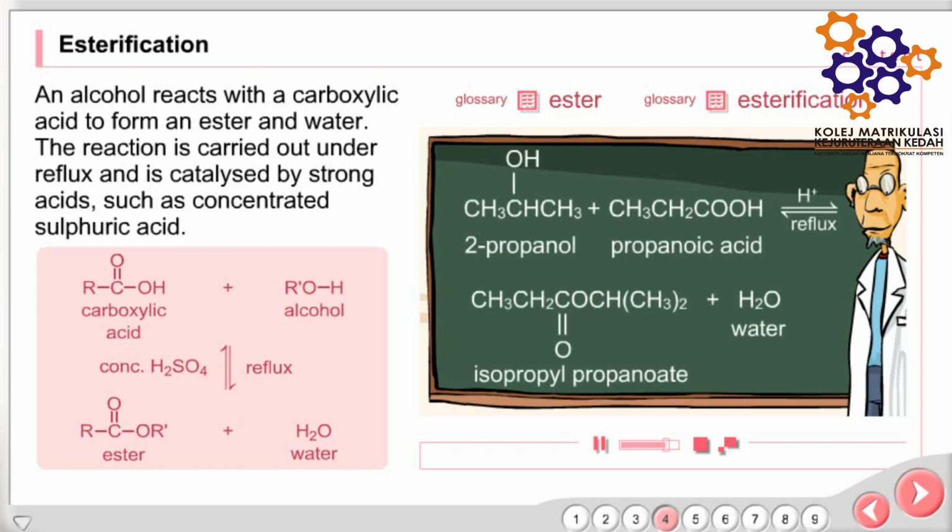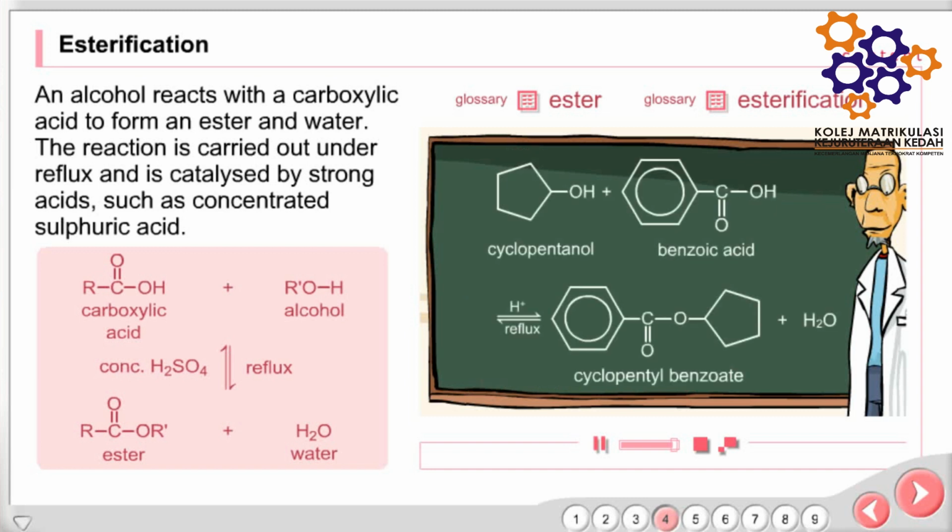Other examples of esterification are the reaction between propan-2-ol and propanoic acid, which yields isopropyl propanoate and water. Cyclopentanol undergoes esterification with benzoic acid to give the ester cyclopentyl benzoate.